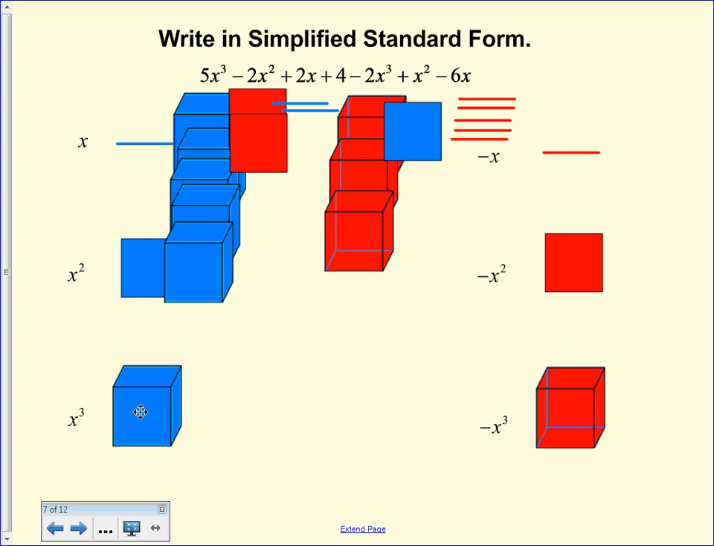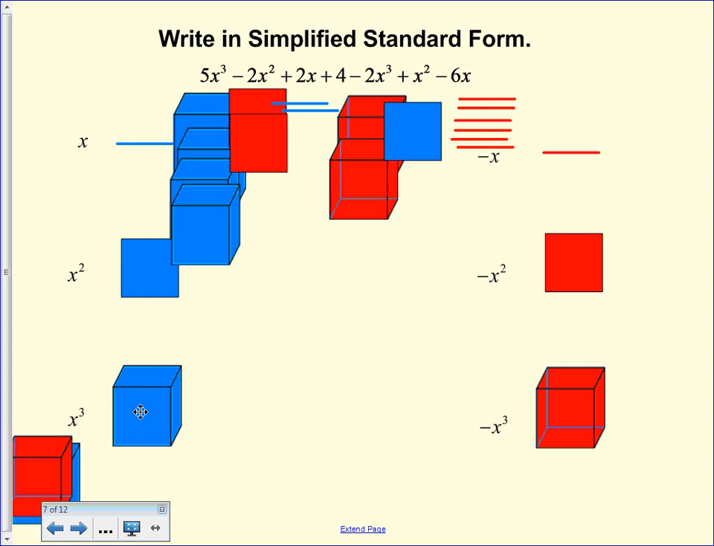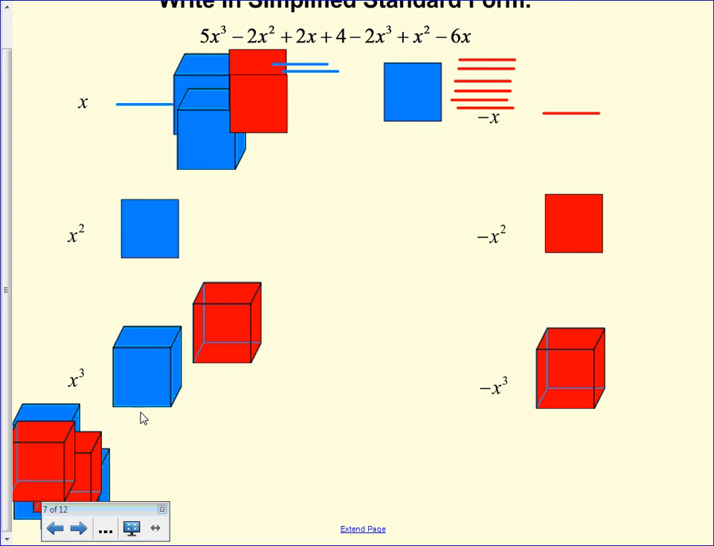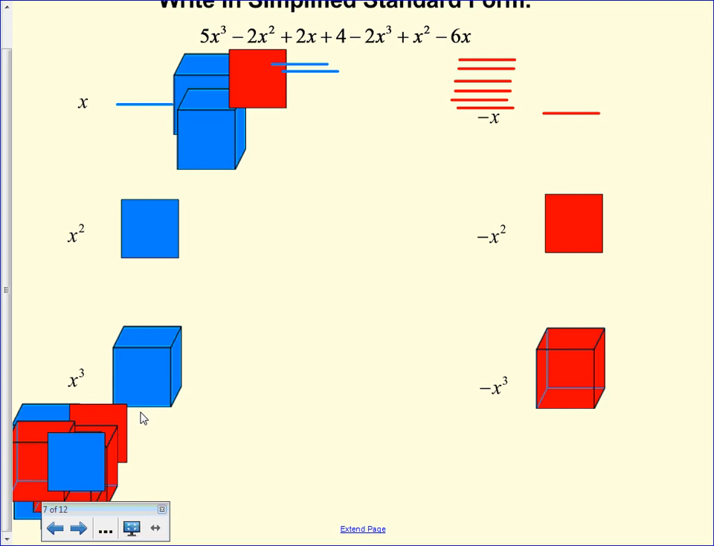Now, here's how this works. Blue cubes are canceled out by red cubes. Think about it. Could you cancel out a cube with a square? No. What I'm trying to show you is that cubes only go with cubes, squares only go with squares, lines only go with lines. So I'm going to cancel out each blue cube with a red cube, and then I'm going to see what's left over. I'm going to cancel out each red square with a blue square, and each blue line with a red line. Now notice I didn't do anything with the constant. That's because there's only one constant in here.